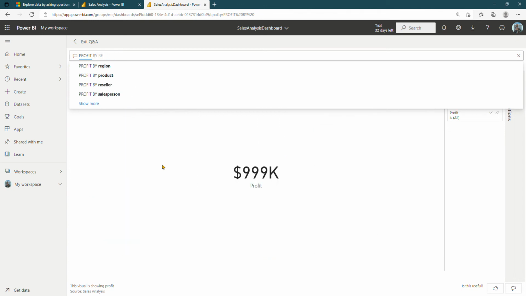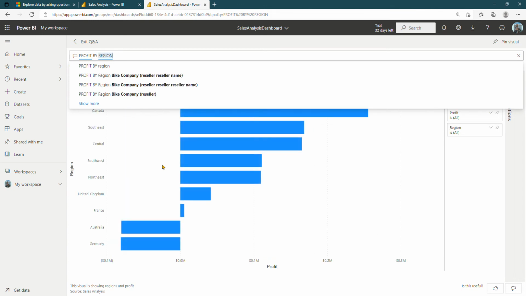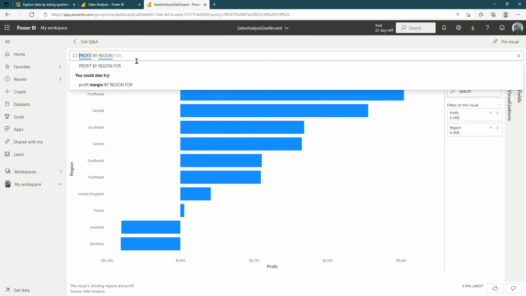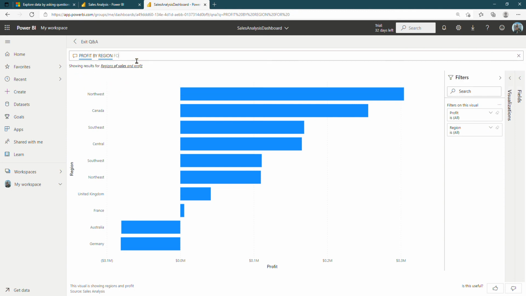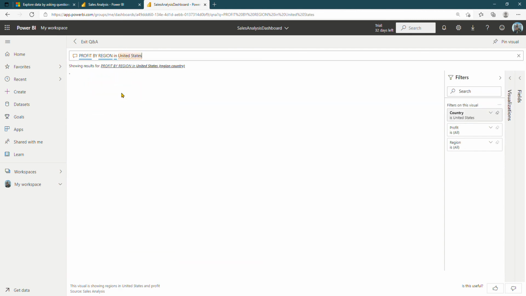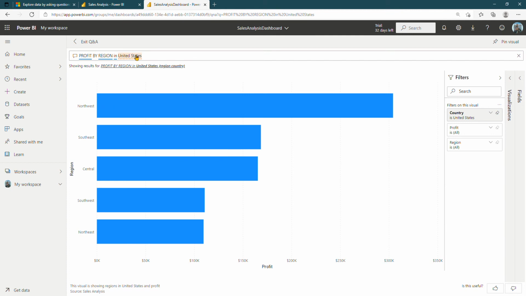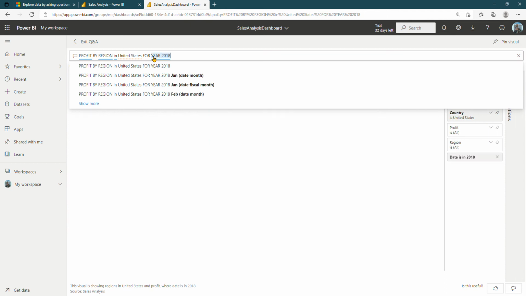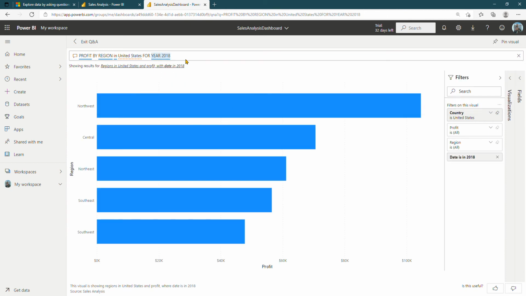Profit by region. So these are all the regions I had: Canada, Southeast, Central, Southeast. These are all America, United Kingdom, France. And now I'll say in the United States only. So now I have concatenated for year 2018. So this is specific to 2018 now.